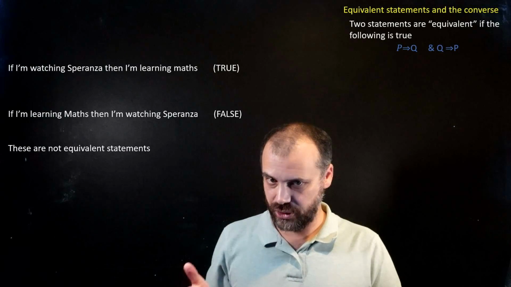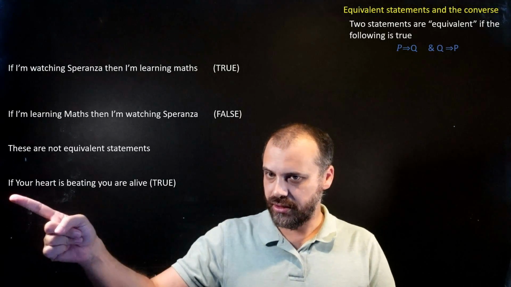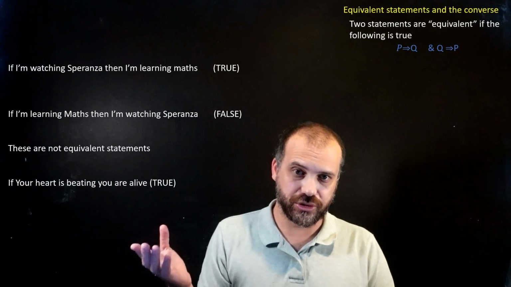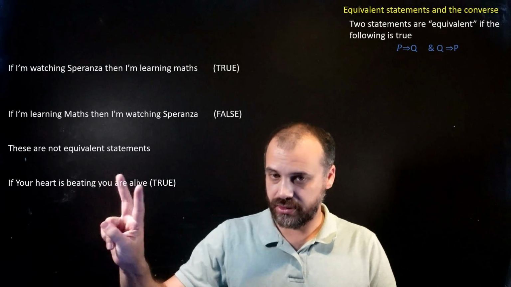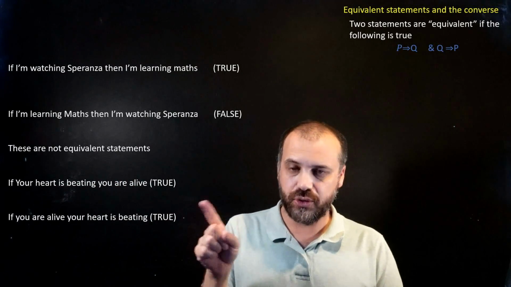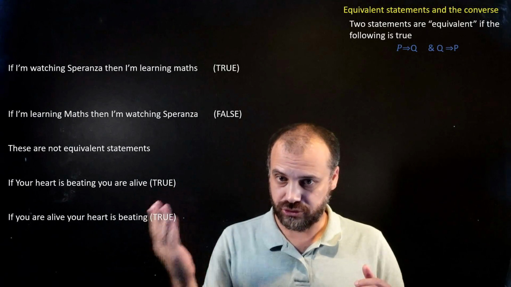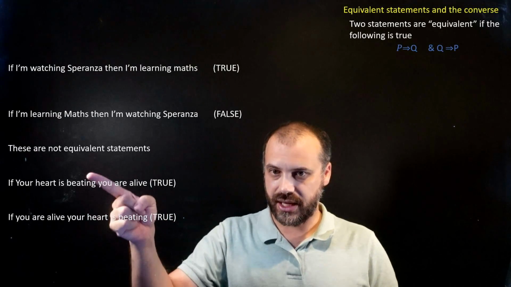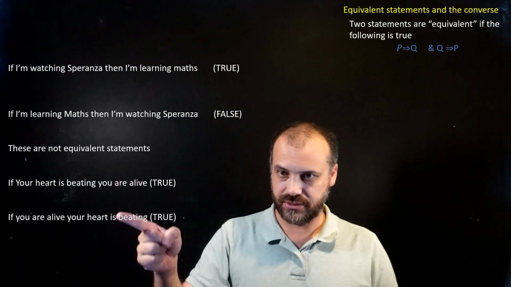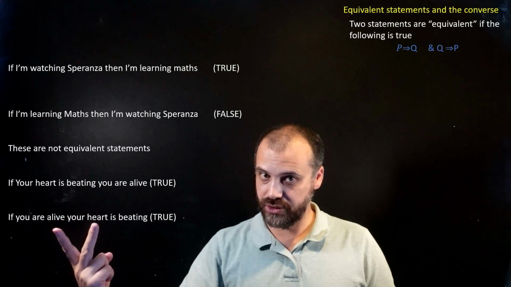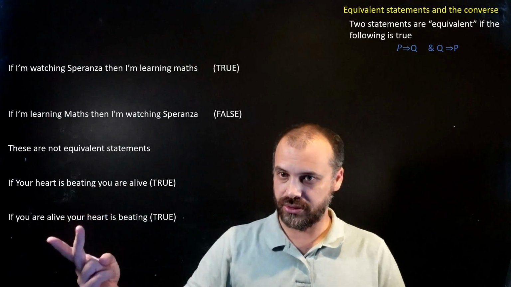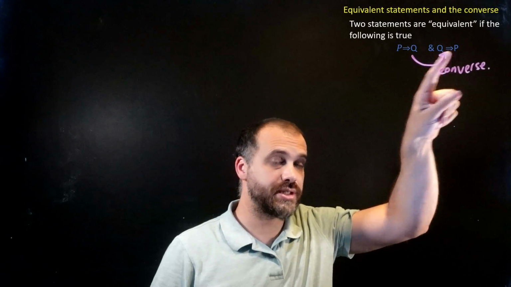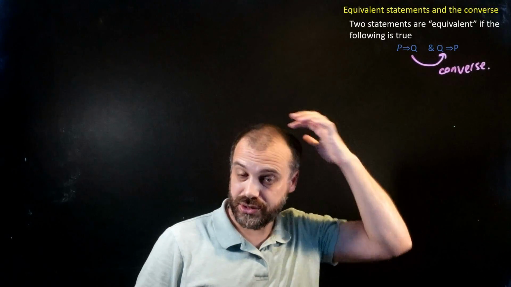Let's see an example of an equivalent statement. Something like, if your heart is beating, P, you are alive, Q. All right, this is true. Now, if we swap the P and the Q here, if you are alive, your heart is beating, true. All right, so both of these statements are true, so we say that they are equivalent statements, right? This and its converse, right? When we swap P and Q, they are equivalent statements. Done. I do want to make that clear. This is the converse of this, and this is the converse of this.